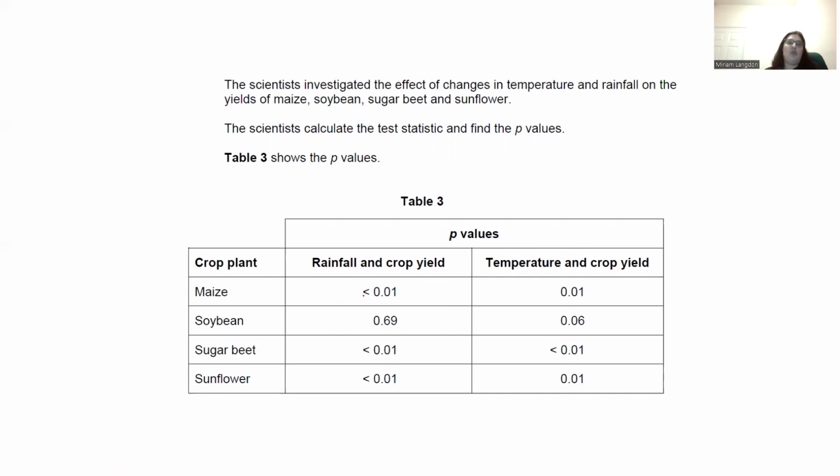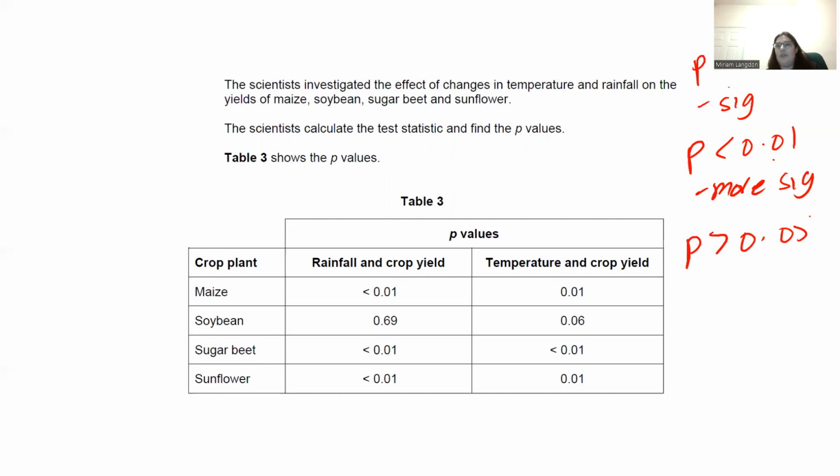So what do you notice? What do you need to look for? In any p-value question, same as with the t-test and the chi-squared test, you want to look to see whether p is less than 0.05, because that is significant. If p is less than 0.01, that's even more significant, because that's less than 1%. If p is greater than 0.05, that is not significant.